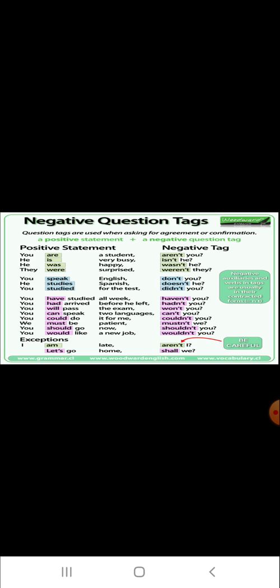The 13th example is we must be patient, must not we? So here must is the positive statement which is followed by the negative question tag must not. You should go now, shouldn't you? The second last example. Here in this example, should is the positive statement and shouldn't is the negative question tag. Last but not least, the example is you would like a new job, wouldn't you? In this sentence, would is the positive statement which is followed by the negative question tag wouldn't.